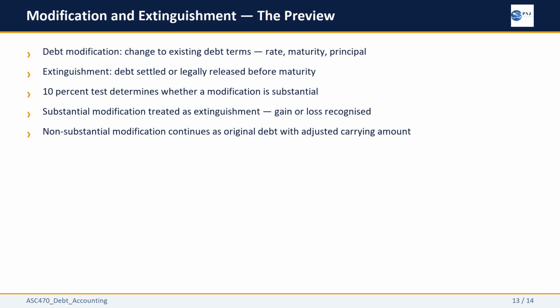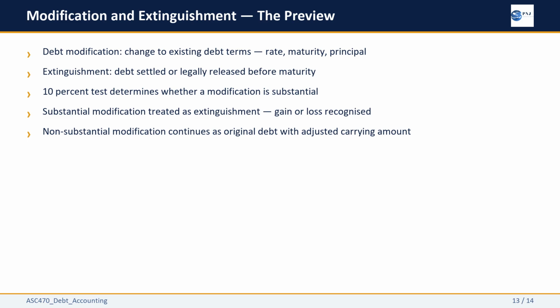We will cover modifications and extinguishments in full detail later in this series, but here is why the concept belongs in your foundation. When a company renegotiates its debt, the accounting outcome, continuation versus extinguishment, depends entirely on a single test. Compare the present value of the new cash flows to the old cash flows using the original effective rate. If the difference exceeds 10%, it is a new debt arrangement.